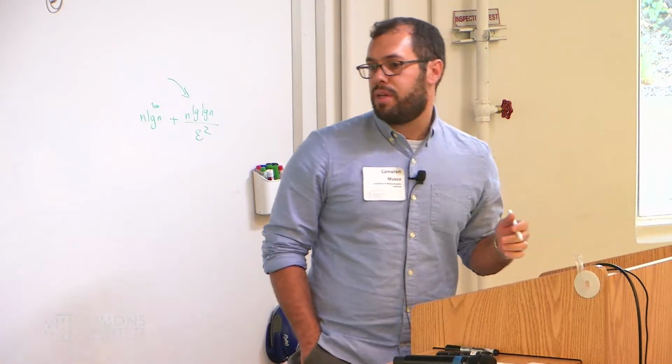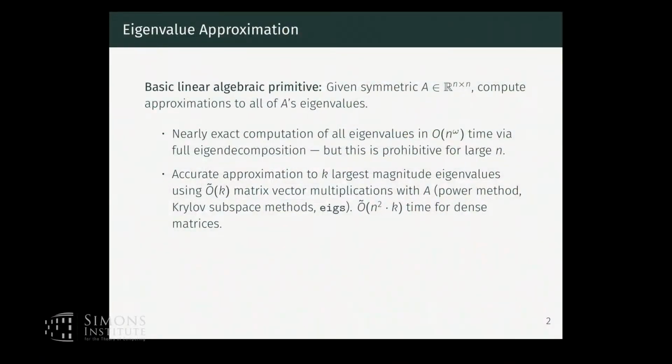So what's the problem here? It's one of the most simple problems in linear algebra. We're given a symmetric matrix A, and we want to compute approximations to all of A's eigenvalues. It's symmetric, so A has n real eigenvalues. It's an n by n matrix.